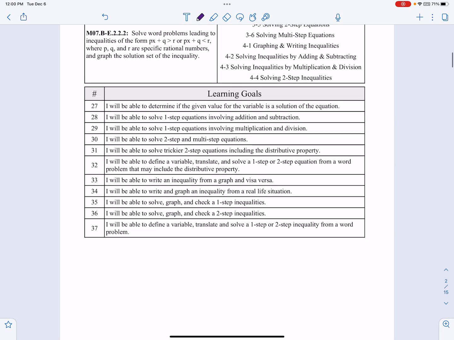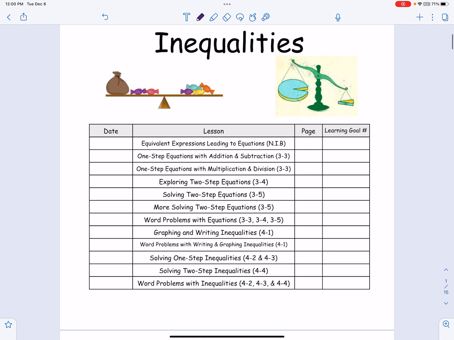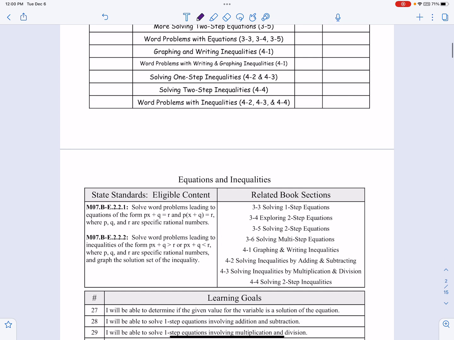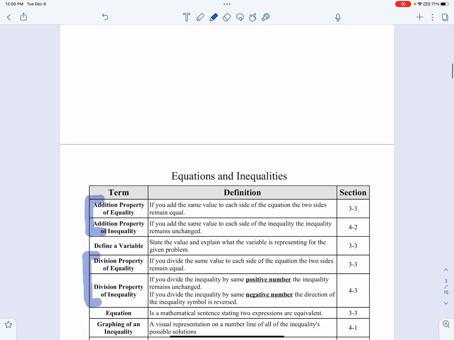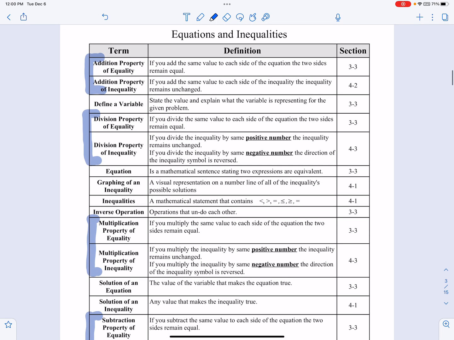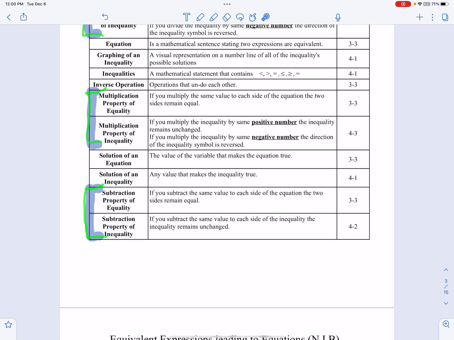Our first learning goal is 27, so let's go ahead and plug that in. This is just the concept that you'll be able to determine if a value is a solution or not to an equation. And so let's go ahead and take a look at that. Before we do, you can see all of your definitions. You have quite a bit, but look how they're separated into the addition properties, division properties, multiplication properties, and subtraction properties. So different rules that allow us to do different things when we're dealing with equations.